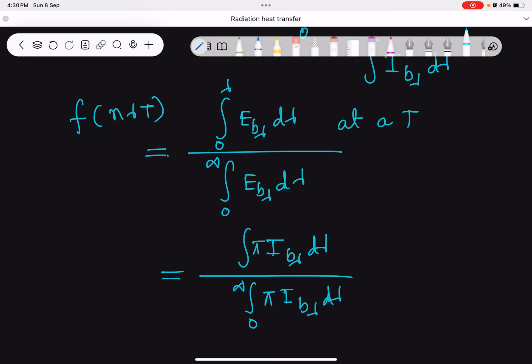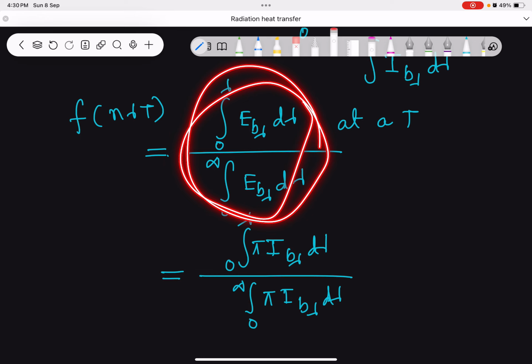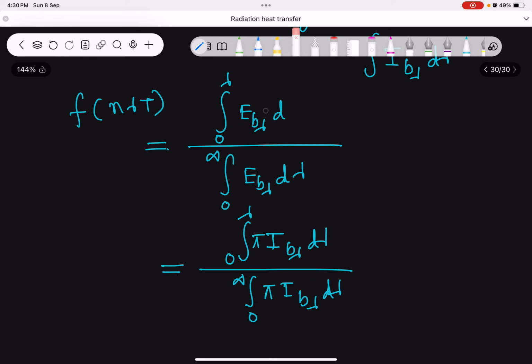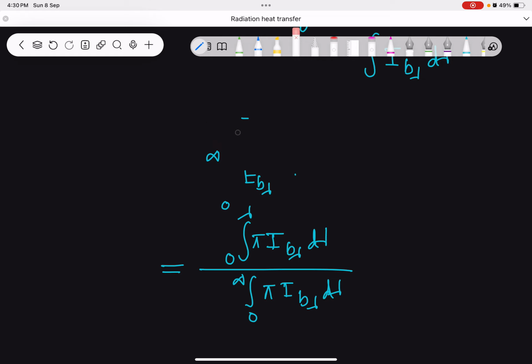People many times think, I am given this, so how can I find that? If I am given the ratio of Eb lambda, how can I find the ratio of Ib lambda? It is just a factor of pi, and that will be cancelled out. So both of these are equal. These subtle things you should take care of.